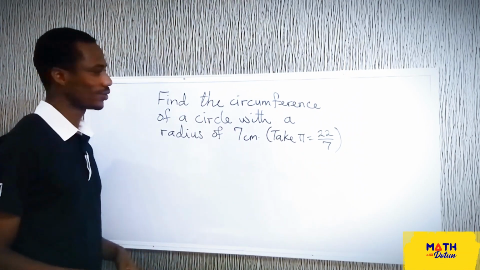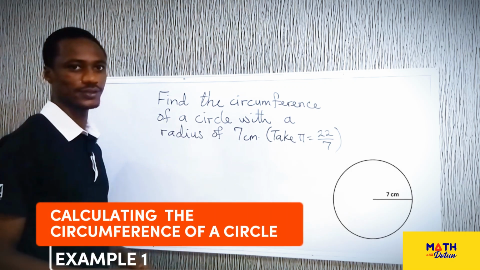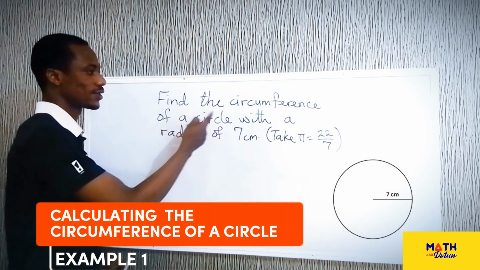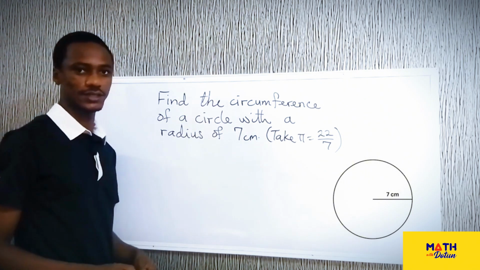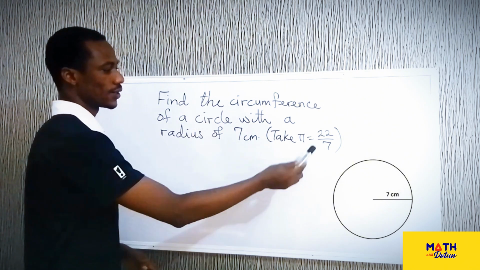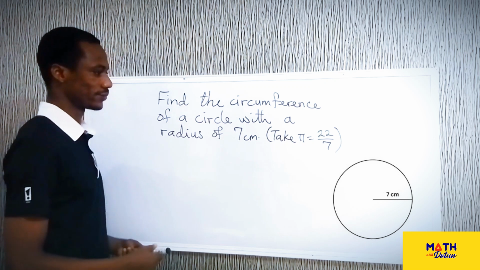Math with Dotun. We have a question on circumference to solve. Alright, so we have to find the circumference of a circle with a radius of 7 centimeters. We're given pi as 22/7.